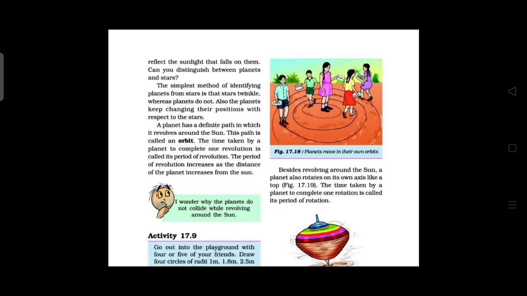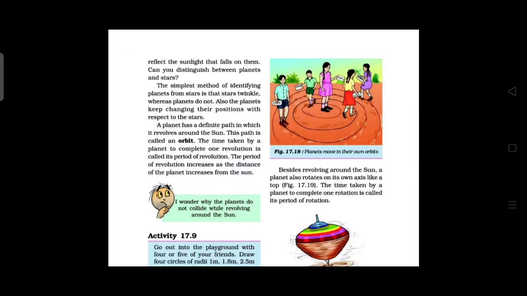The period of revolution increases as the distance of the planet from the sun increases. The period of revolution increases based on what? The distance of the planet from the sun. Based on the distance only, the period of revolution also increases. Then, while revolving around the sun, a planet also rotates on its own axis like a top. The time taken by the planet to complete one rotation is called what?